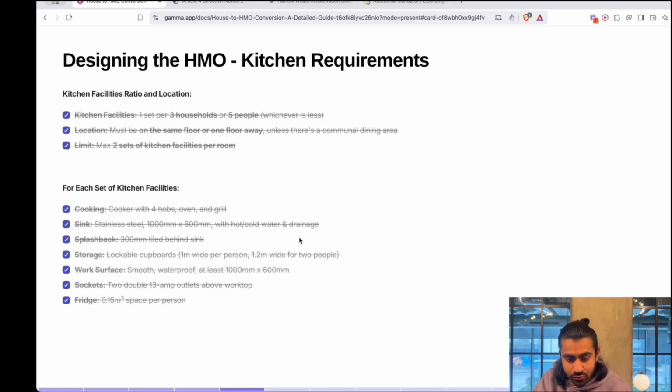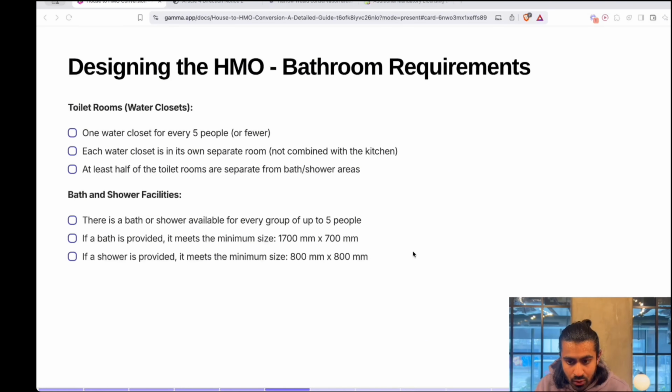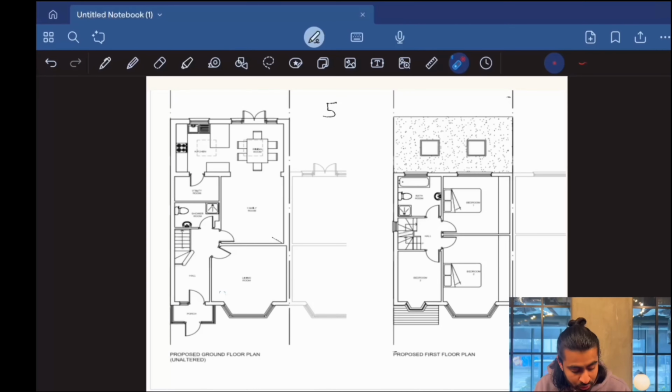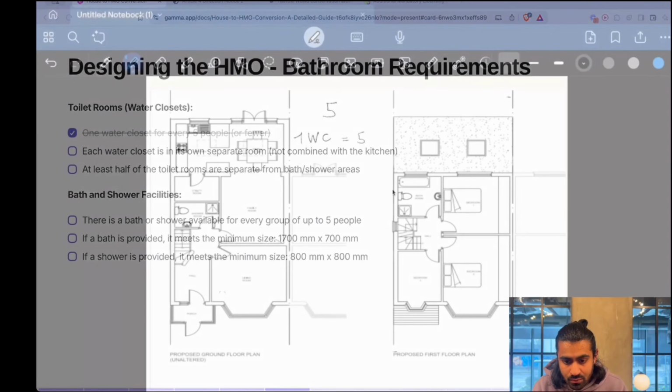Okay, so now we've done the kitchen requirements. The next thing we want to do is understand the bathroom requirements. Looking at the bathroom requirements, it essentially says that we need 1 water closet for every 5 persons. We've got that because we've got 2. Then it says each water closet is in its own separate room, so it's not combined with the kitchen, which we have.